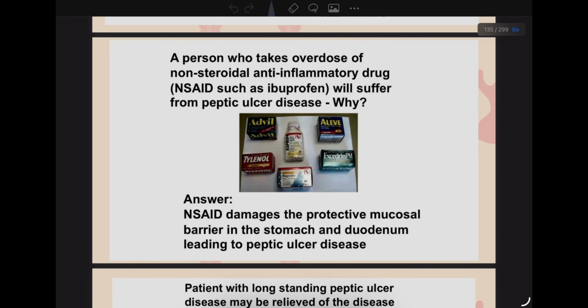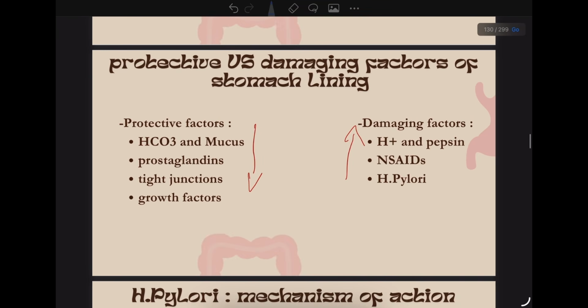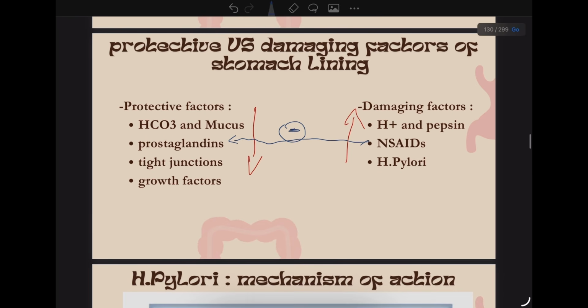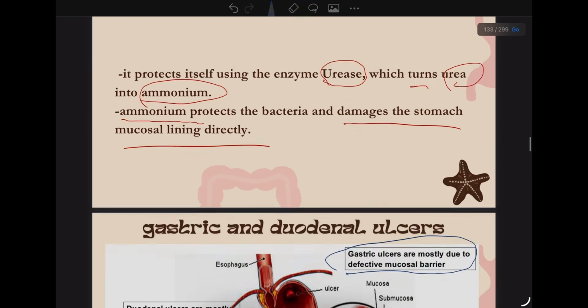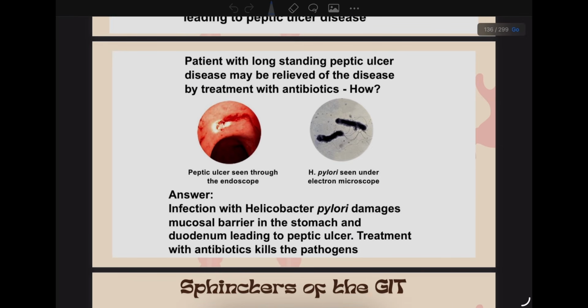Okay, if someone takes NSAIDs, they will suffer from peptic ulcer disease. Why? This is something that I forgot to mention, but NSAIDs directly inhibit prostaglandins, so they decrease the protective factors. And we said if you decrease protective factors, ulcer. Increase damaging factors, ulcers. Now, why would we give antibiotics to someone with peptic ulcer? Because if it's H. pylori, it's a bacteria at the end of the day. Antibiotics are enough to kill it.